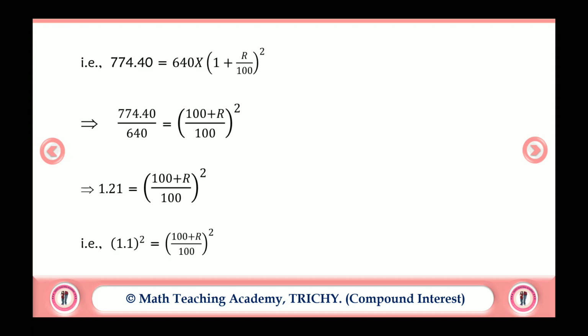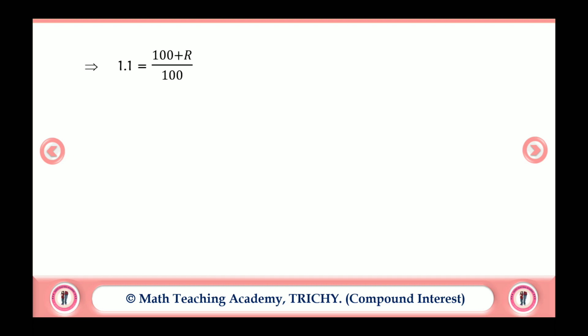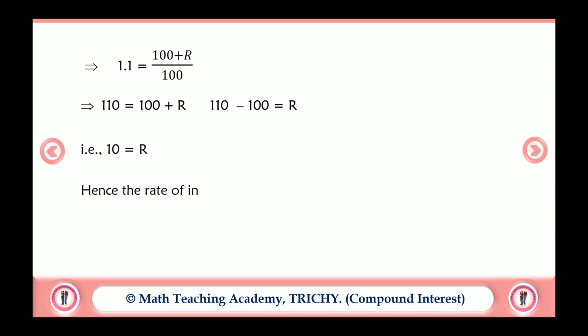So, 1.21 can be written as 1.1 whole square. So, 1.1 whole square is equal to (100 plus R divided by 100) whole square. So, both sides cancel the exponential power 2. What you will get is 1.1 is equal to (100 plus R) divided by 100, which implies 1.1 into 100 will become 110. So, 110 is equal to 100 plus R, which implies 110 minus 100 is equal to R. That is 10 is equal to R. Hence, the rate of interest is 10% per annum.